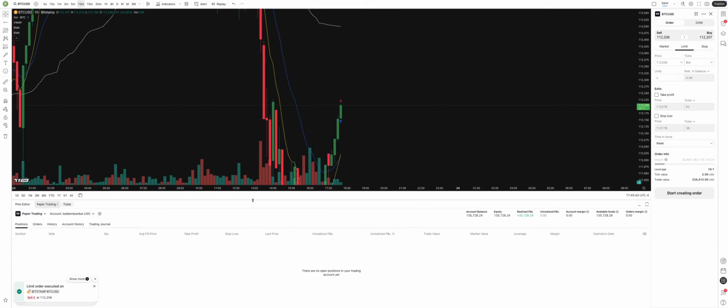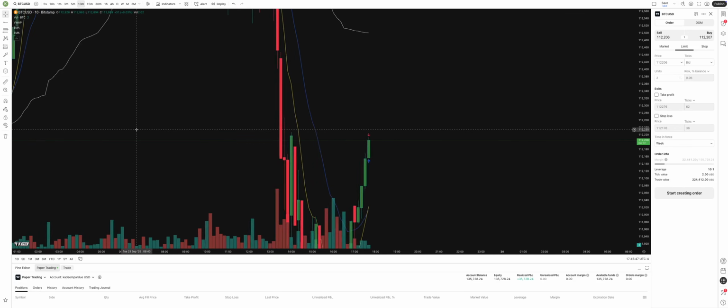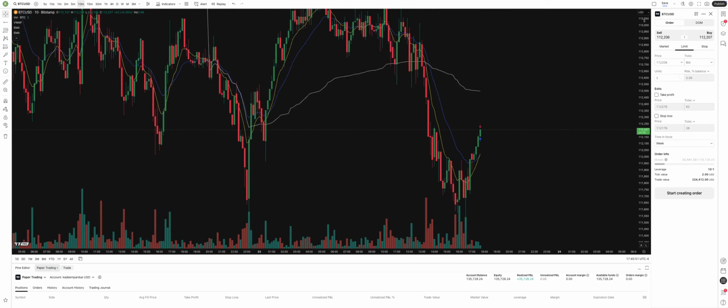And that is it. That is pretty much it. So with all of these tools in mind, you can get more comfortable trading using fake money.